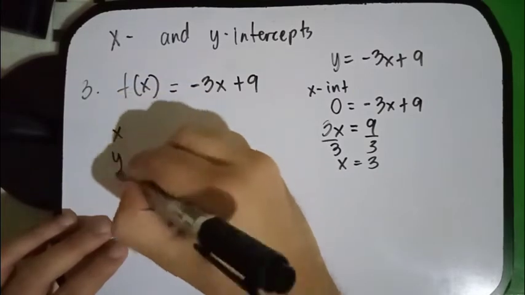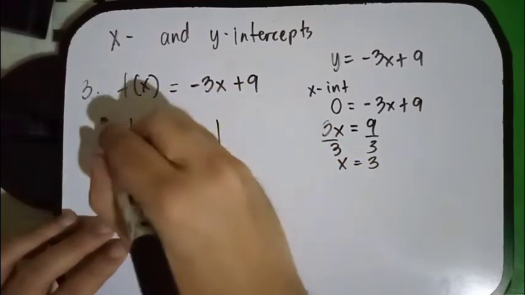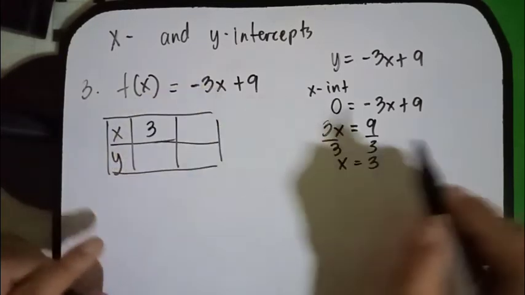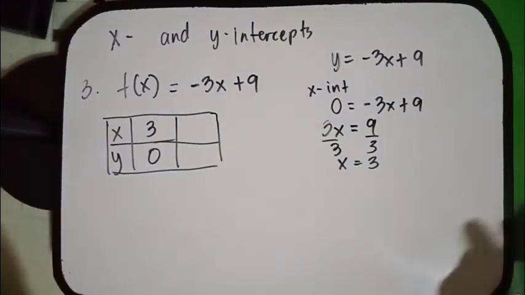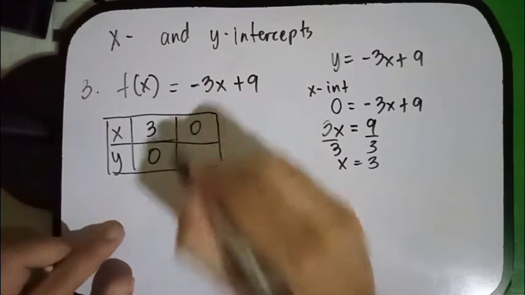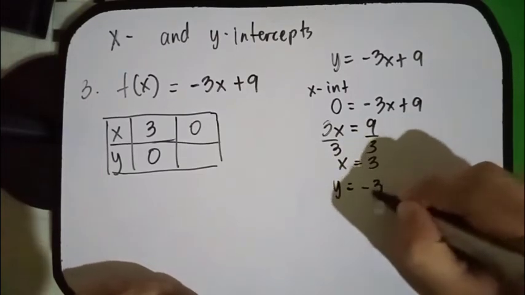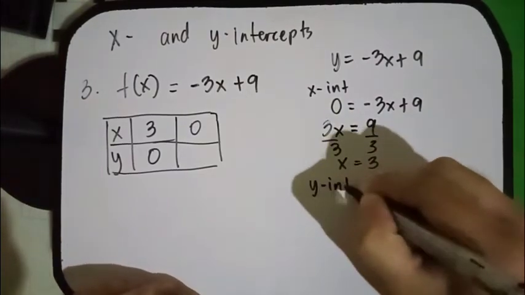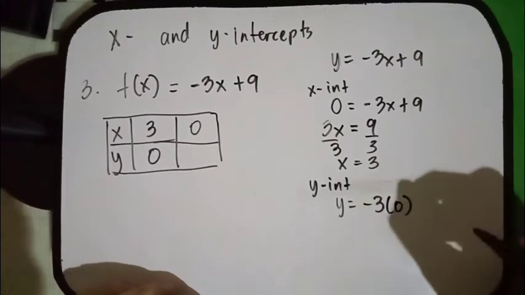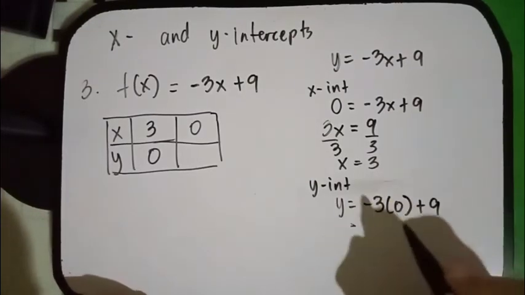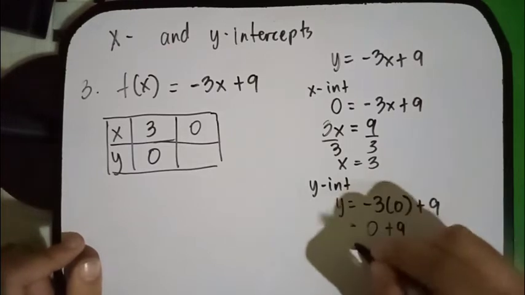Okay? So, sulat muna natin yung table of values. So, yung x-intercept natin ay 3. So, ginawa nating 0 yung y. So, we have 3, 0 here. Ngayon, paano natin kunin yung y-intercept? So, isi-0 natin yung x, no? So, yung x, papalitan natin ng 0. Sandali nga. Y-intercept muna tayo. Ayan. So, we have y equals negative 3 times 0, no? Plus 9. And we know that any number multiplied by 0 is 0. So, negative 3 times 0 is 0 plus 9 equals 9.